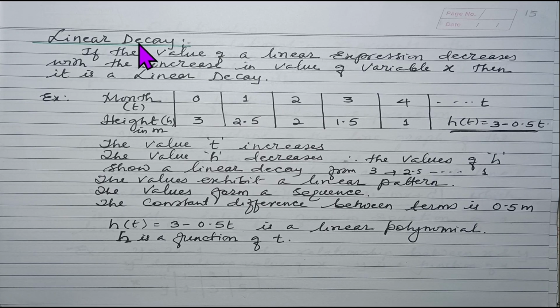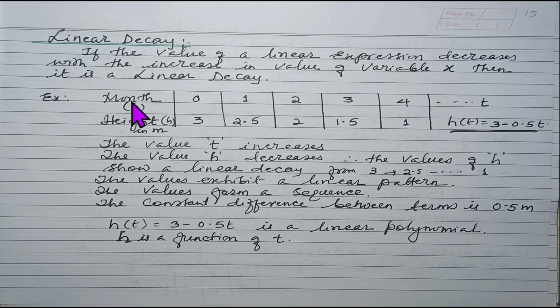Now coming to the linear decay. If the value of a linear expression decreases with the increase in the value of variable x, then it is a linear decay. Here two values are there, one is a function of the other, but if one increases and the other decreases, then it is a linear decay. Let us take one example.